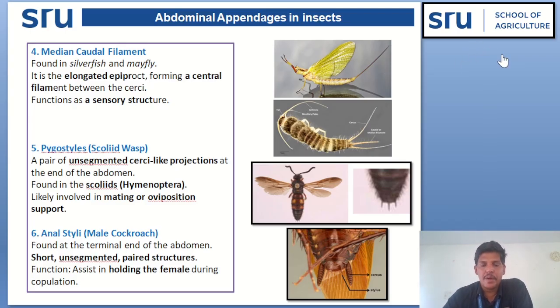Next, abdominal appendage in winged insect is the median caudal filament. See, this is the median caudal filament found in silverfish and mayfly. It is the elongated epiproct forming a central filament between the cerci. It also functions as a sensory structure. See, this is a pair of cerci present on either side of median caudal filament.